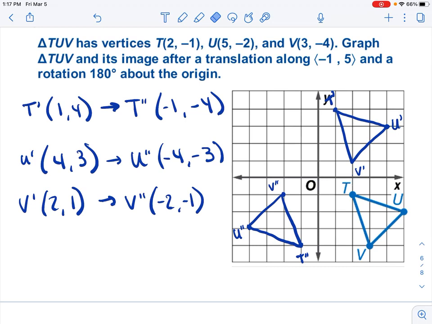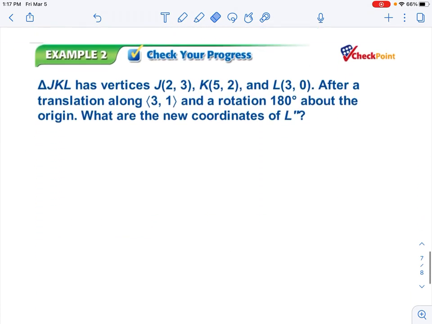You can get rid of this middle one if you prefer. You could highlight or circle the actual answer. So after a translation along our vector <-1, 5>, and then a rotation of 180 degrees from the new one, we get to our answer. Okay?